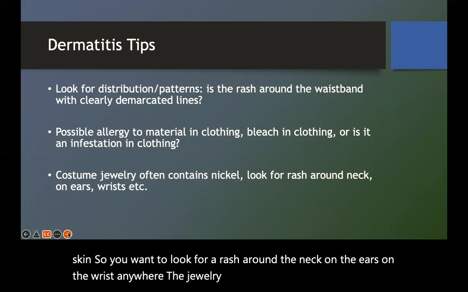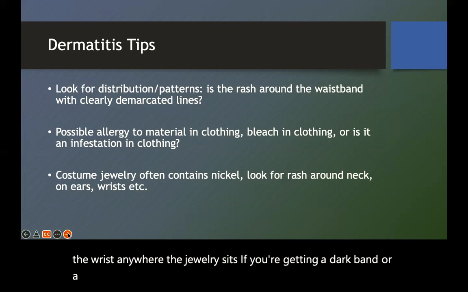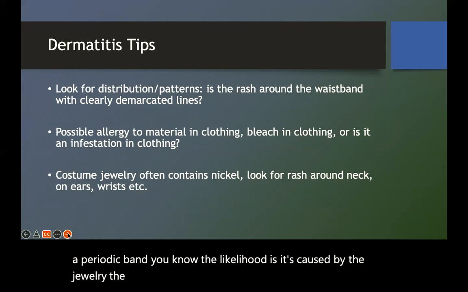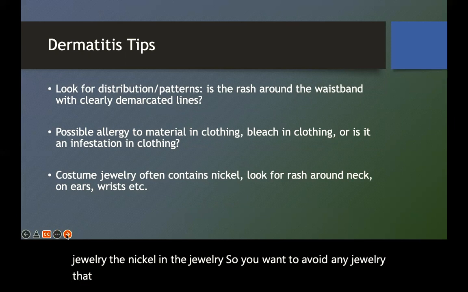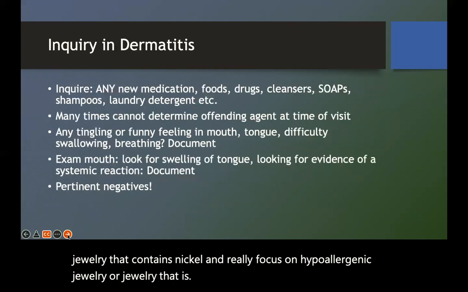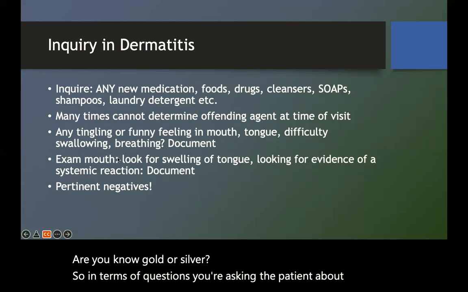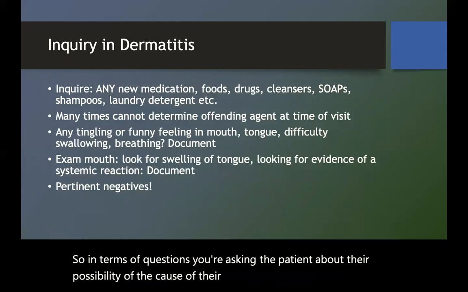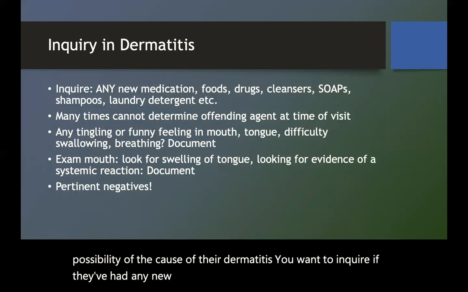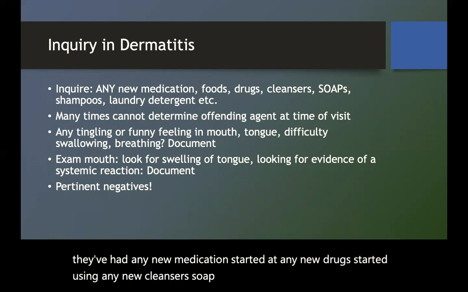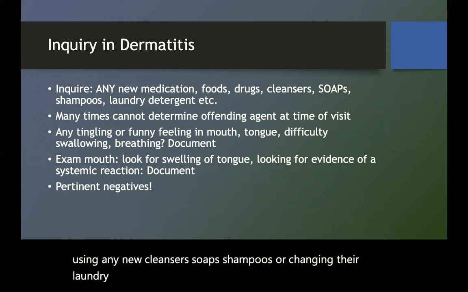If you're getting a dark band or a pruritic band, you know the likelihood is it's caused by the jewelry, the nickel in the jewelry. So you want to avoid any jewelry that contains nickel, and really focus on hypoallergenic jewelry or jewelry that is gold or silver. Okay, so in terms of questions you're asking the patient about the possible cause of their dermatitis, you want to inquire if they've had any new medications, started any new drugs, started using any new cleansers, soaps, shampoos, or changed their laundry detergent, as well as perfumes.